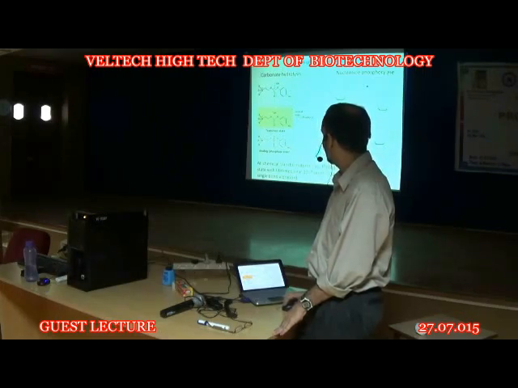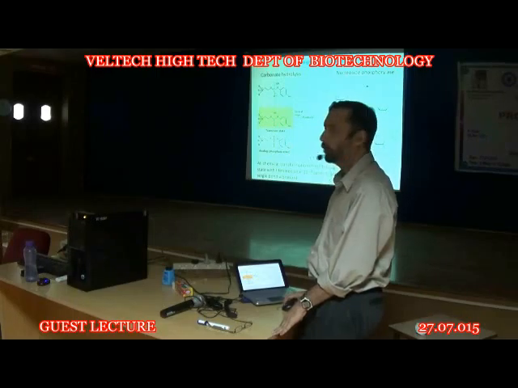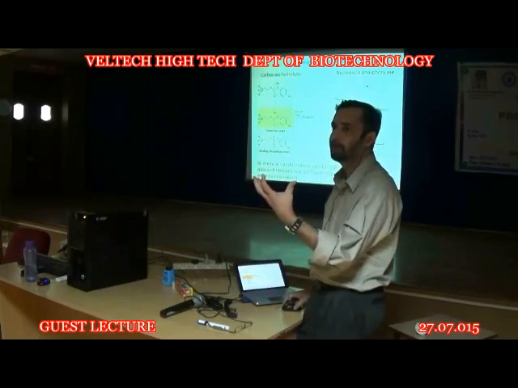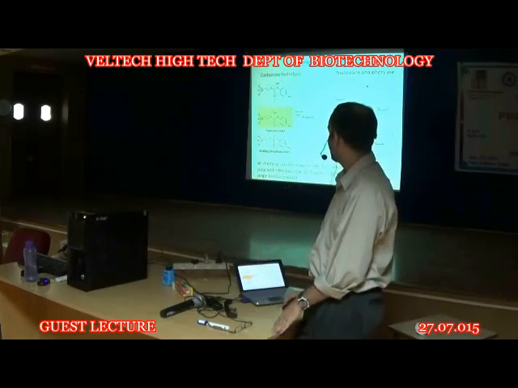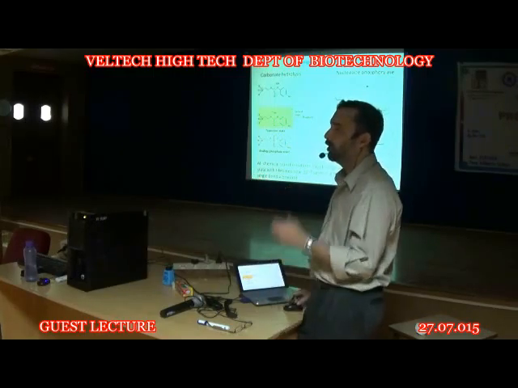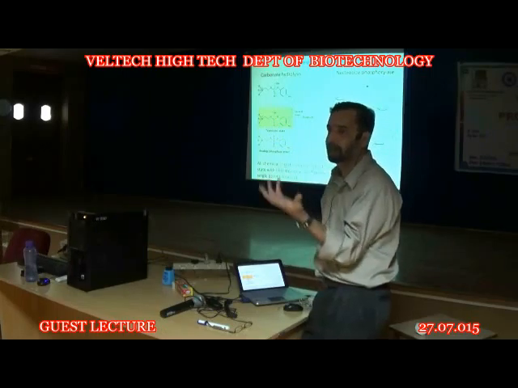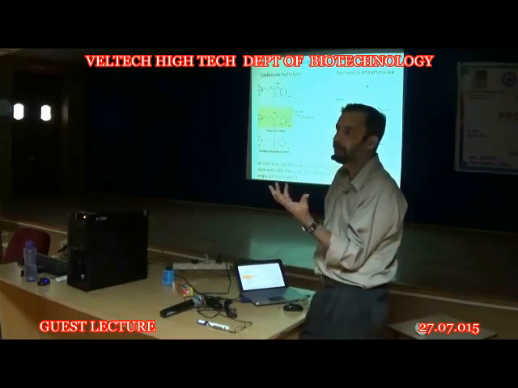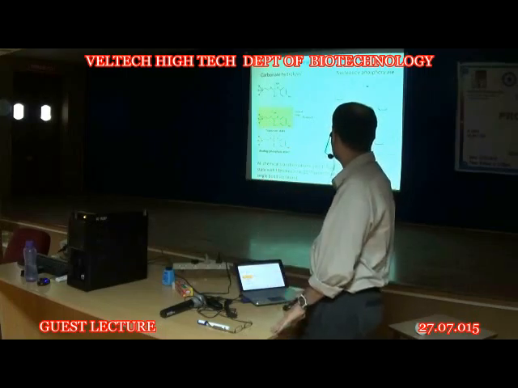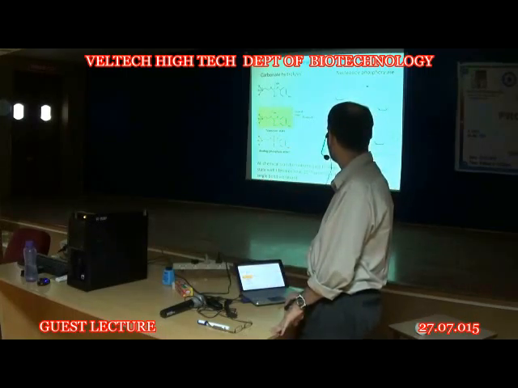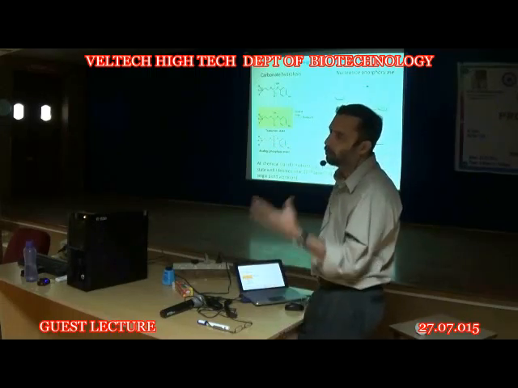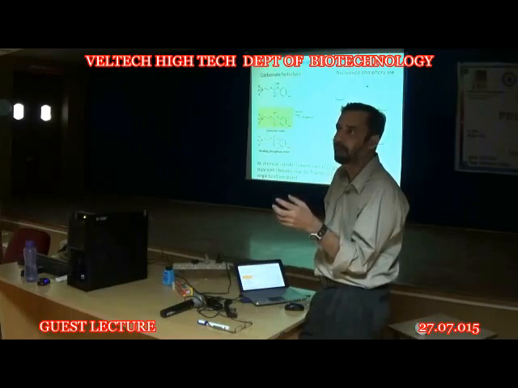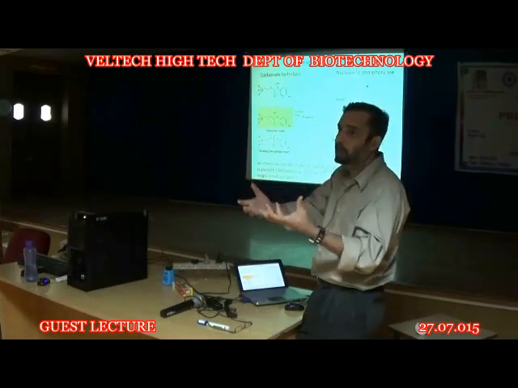Now if you want to test this, you can actually make a molecule like this, which resembles the transition state. Now, what is this? Can you recognize this? Phosphate group. What is the geometry of a phosphate group? Tetrahedral. It's not planar. So you can synthesize a compound like this and actually create a transition state analog.